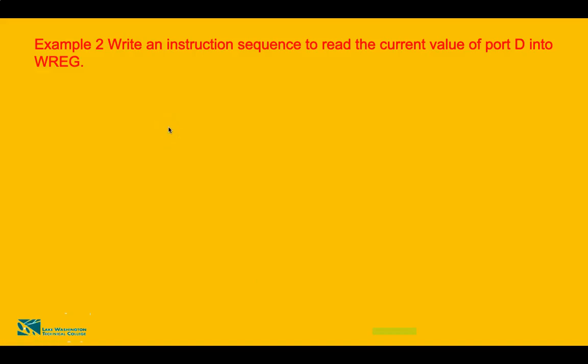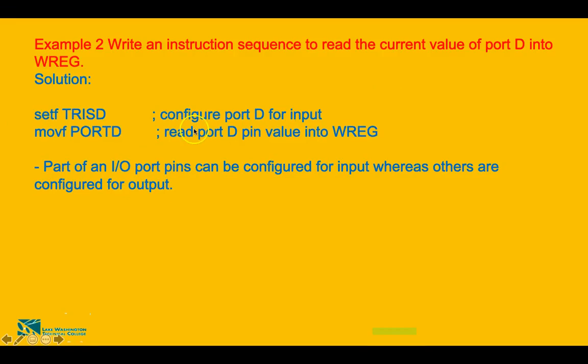Write an instruction sequence to read the current value of port D into the working register. Now here, if you notice, what is different from the previous example is that here we are reading the value, which means we have to configure port D for input. For that, we have to make the TRIS register all bits 1. So we can use set F TRIS D, which will configure port D for input, and then the move F instruction. You can use port D.